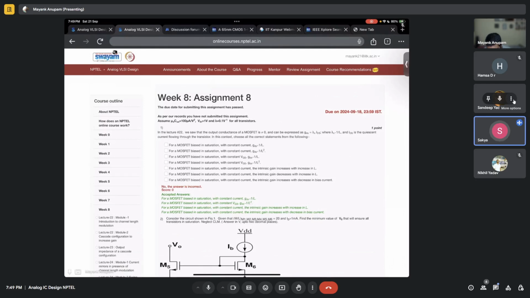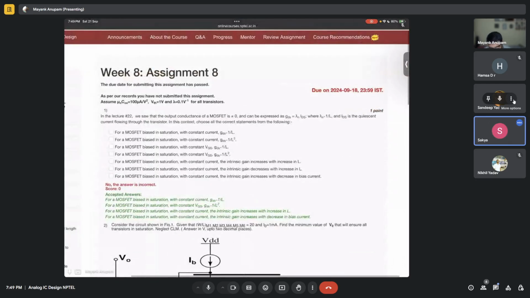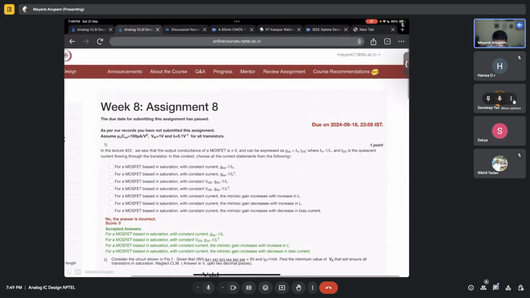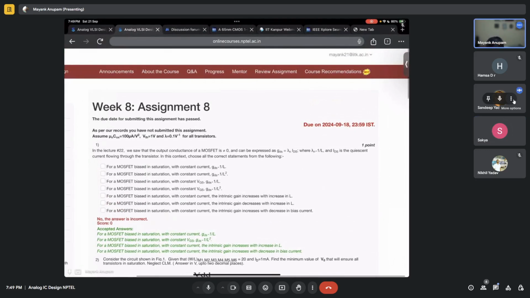You already provided the solution. I don't write the solution; it is written by someone else. But tell me, what is the problem? I did not understand the middle two parts, the third and fourth. For a MOSFET biased in saturation with constant VGS, GDS is directly proportional to 1 over L.